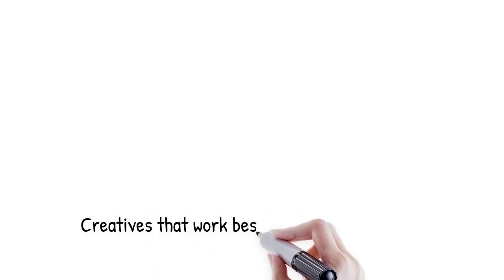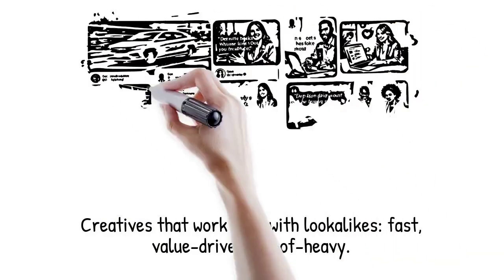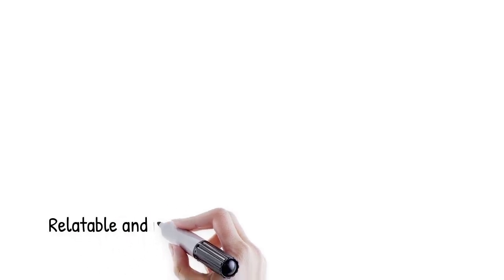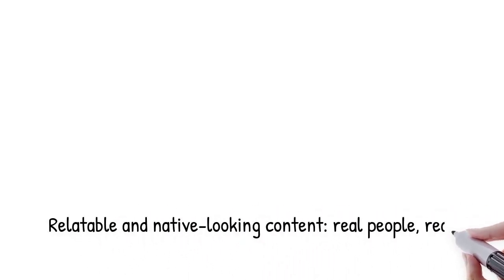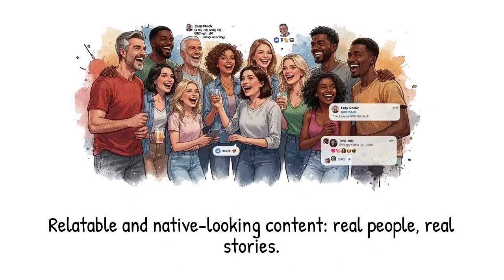Creative types that scale best with lookalikes. Lookalikes respond best to creatives that are A. Fast-paced, quick cuts, dynamic motion. B. Value-driven, tips, insights, mini tutorials. C. Proof-heavy, testimonials, case studies, results. D. Relatable, real people, real stories, real problems. E. Native-looking, content that blends into the feed, not polished ads. The more human your creative feels, the better your lookalikes perform.